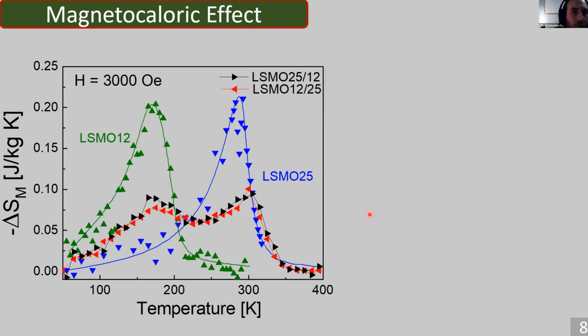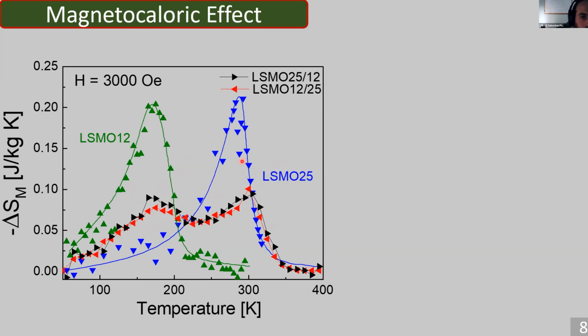Here are the magnetocaloric effect results. Here I present the variation of the magnetic entropy change. You can see a single peak for the single layer thin films. The peaks are centered at their transitions, and you can see that the bilayers present two different transitions, one corresponding to the 0.12 layer and the other corresponding to the 0.25 layer.